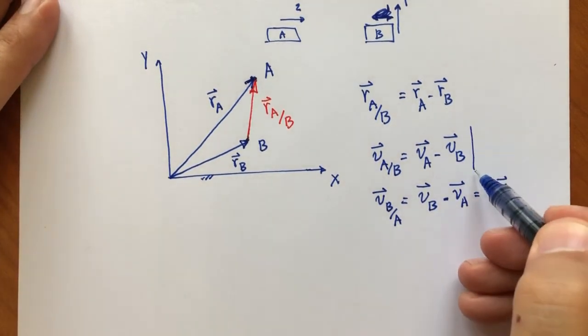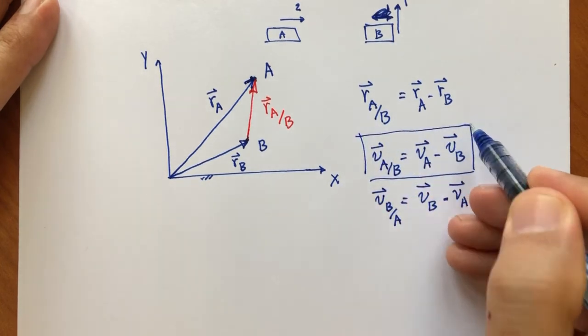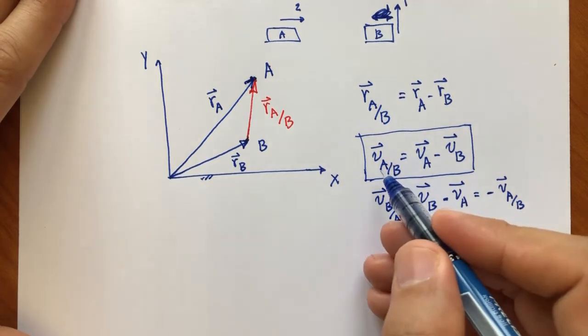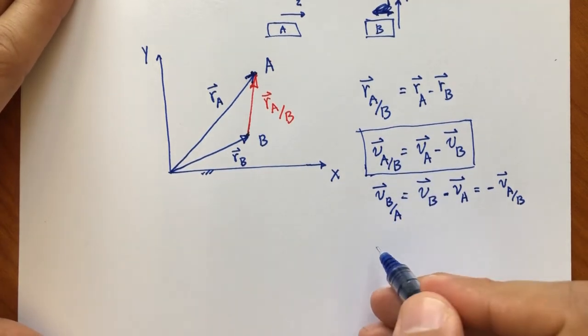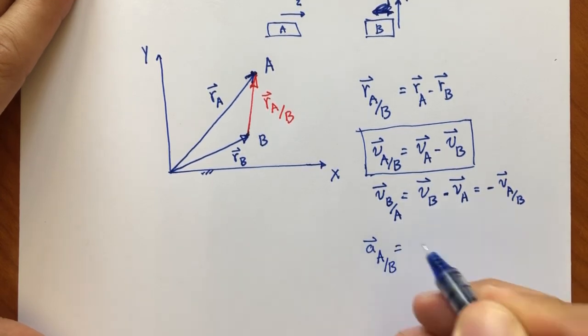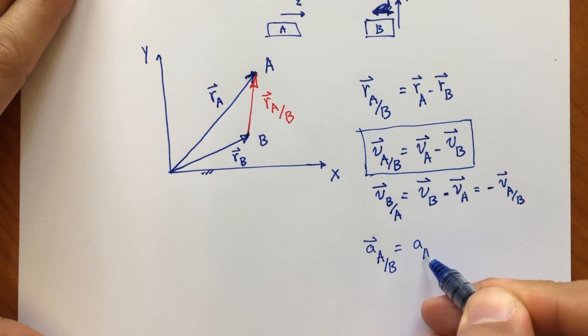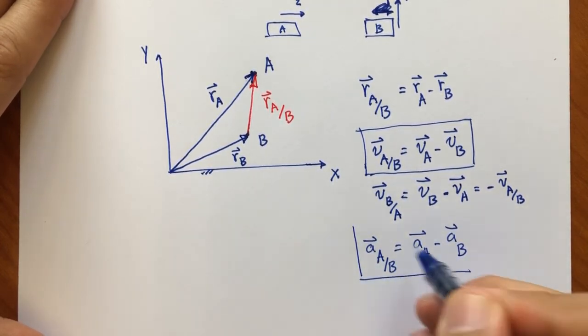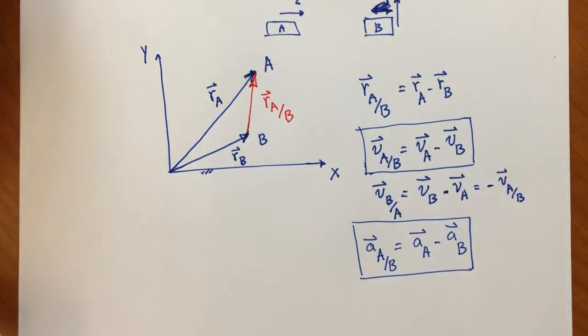And you can take a derivative of the velocity equation another time to find the acceleration equation. Derivative of velocity is acceleration. So acceleration of A with respect to B is equal to acceleration of A minus acceleration of B. So the theory behind the relative velocity is quite simple, and we have only these two equations. But we can use these two equations to solve relatively complicated problems.